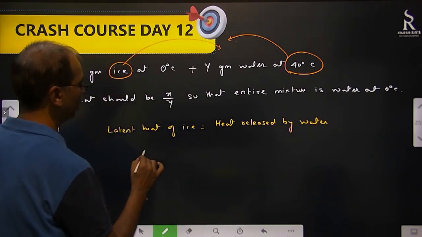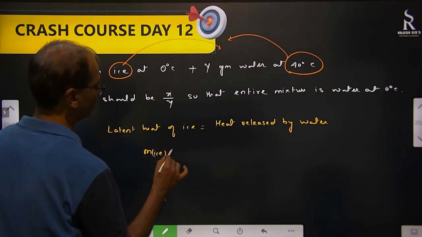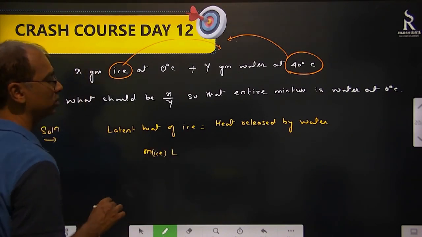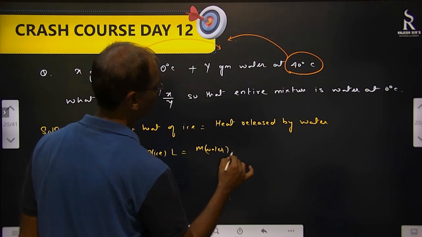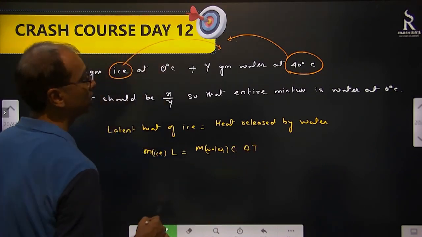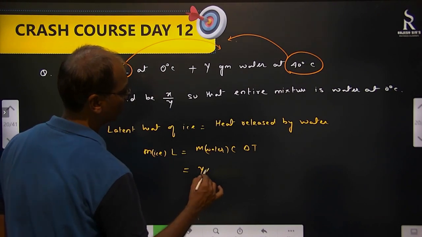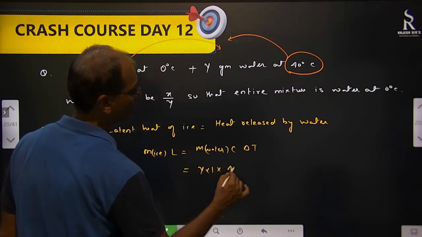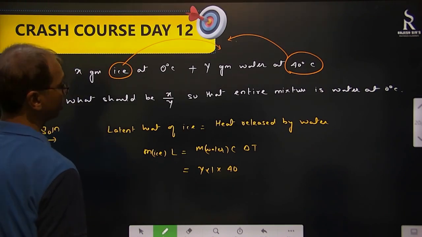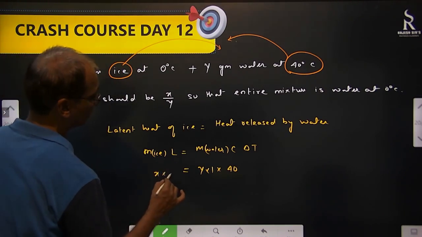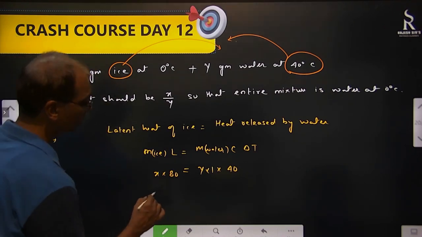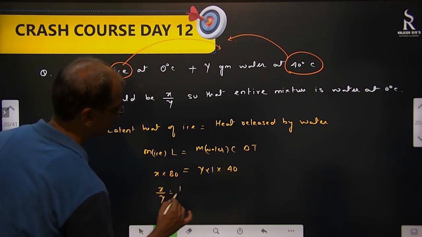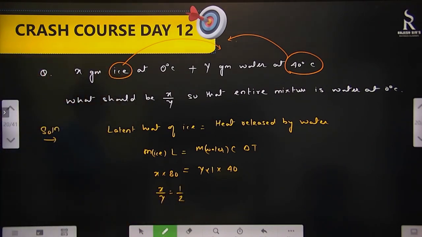Okay. So, here m ice into L, because full ice has to convert, so directly I am writing m ice into L, and here mass of water into specific heat into delta T. So, what is mass? Y. Specific heat is 1, delta T is 40, because 40 to 0 it has to come, and here X into its specific heat is 80. Oh, sorry, latent heat is 80. Okay, so he is asking X by Y. So, X by Y appears to be 1 by 2. Okay, so that's 1 by 2. Simple.